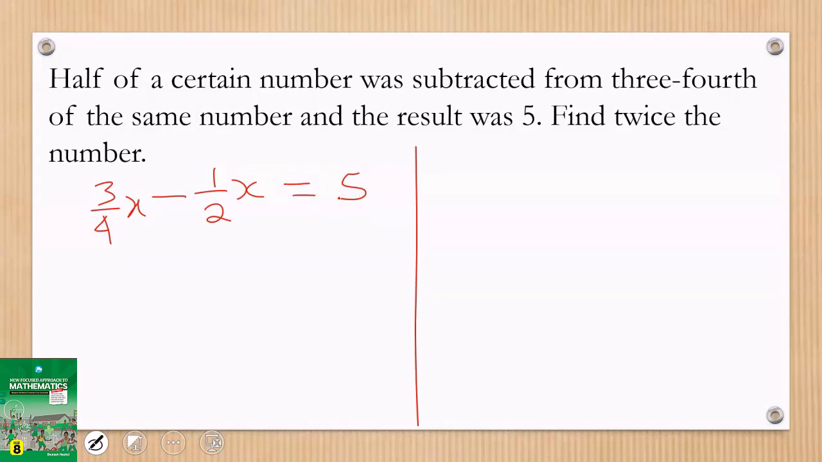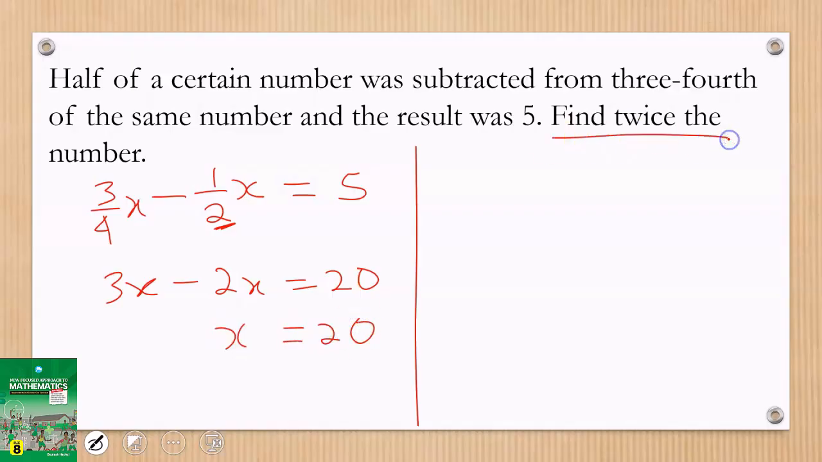Now we multiply through by the LCM, and the LCM is 4. So we multiply the first term by 4. The 4 will cancel out to give you 3x. For the second term, 2 will divide 4 two times, and this will give us 2x. And then 4 times 5 is 20. When I subtract, I have x equals 20. So the number is 20.